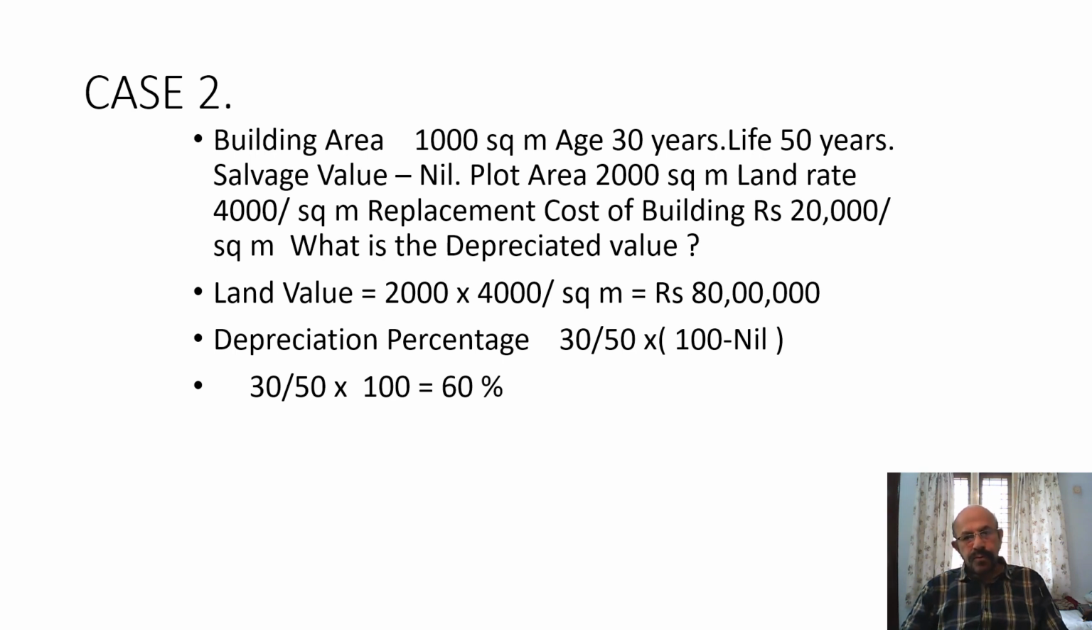Land value is equal to 2000 into 4000 per square meter, which is equal to 80 lakhs. Depreciation percentage is 30 by 50 into 100 minus nil. Please note here, in the previous example, it was 100 minus 10, so it came to 90. In this case, the salvage value is nil, so it will stand as 100 only. So the depreciation percentage is equal to 30 divided by 50 into 100, which is equal to 60%.